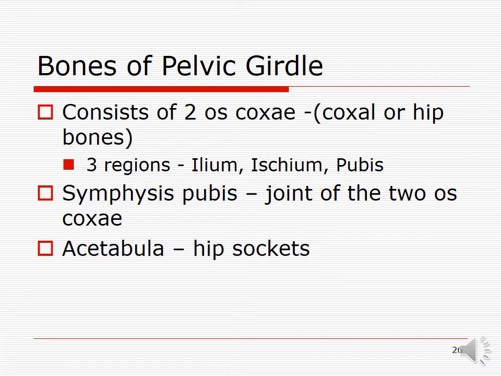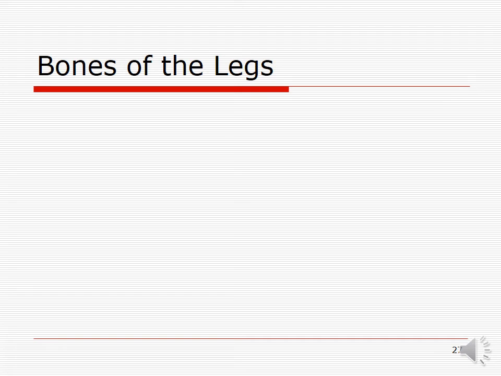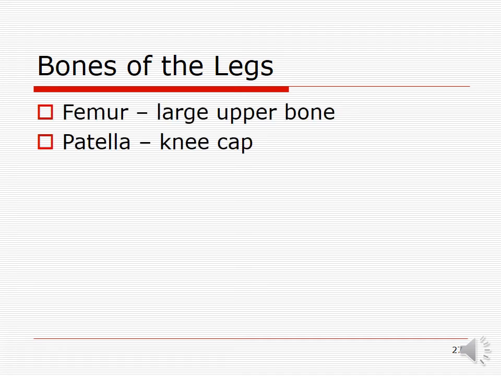The acetabula, these are the hip sockets, so this is where the femur is going to fit in. Now the femur, this is the large upper bone of the lower extremities. In addition, you have the patella, and that would be the kneecap.